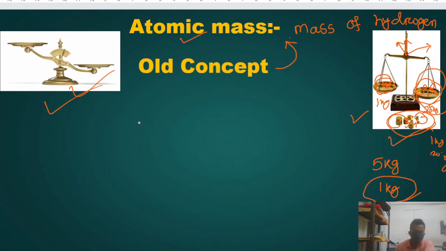Let's suppose you have an oxygen atom, and it is given for calculating its atomic mass. What to do? First of all, you should know the definition of the old concept. According to the old concept, what is atomic mass? Atomic mass is nothing but a number. According to the old concept, we can write that. First I will write it, then after that I will explain it.